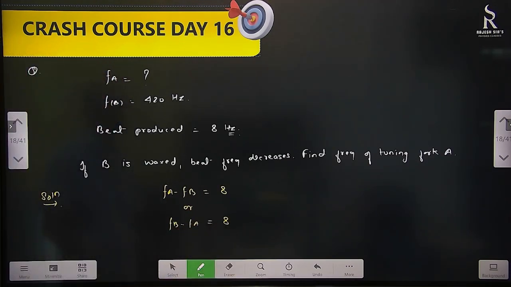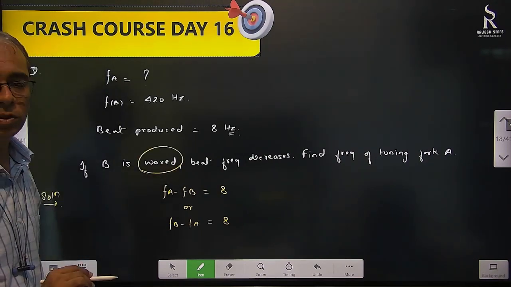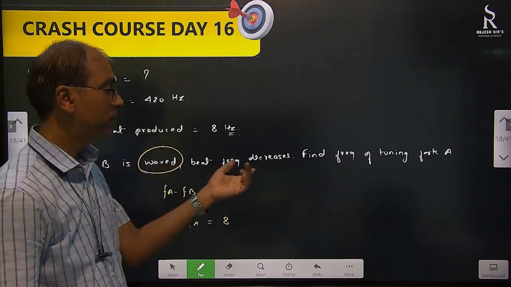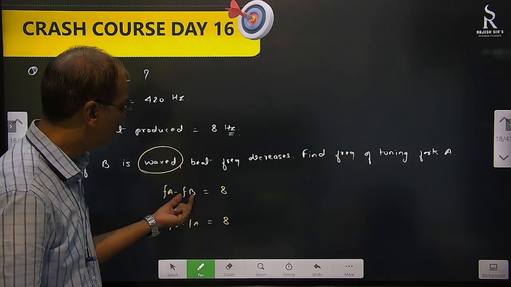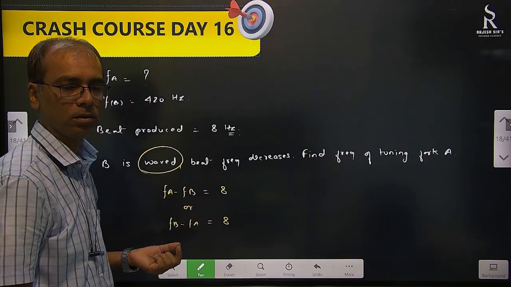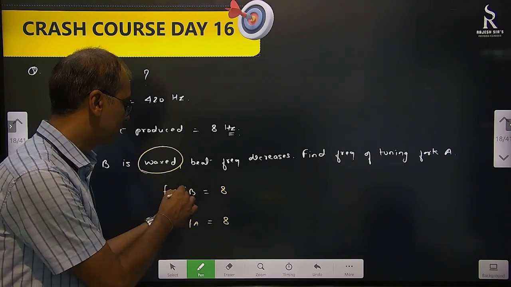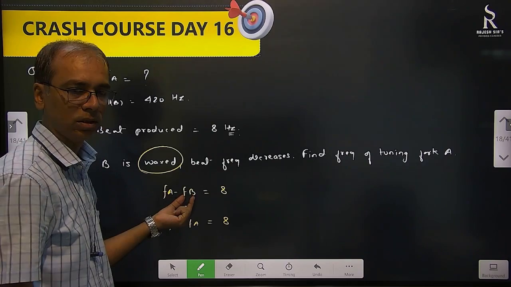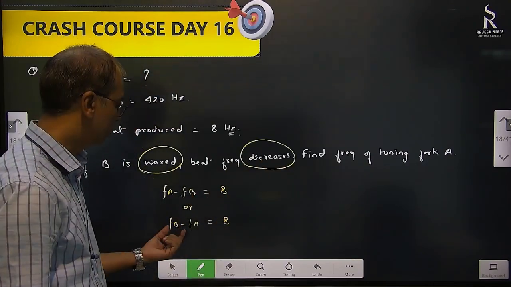Now we'll look at what the question is asking. It says B is waxed. B is waxed means you are decreasing the frequency of B. Then the beat frequency should also decrease. If I decrease B's frequency, will FA minus FB increase or decrease? If I decrease the value of FB, FA minus FB will increase only. It will not decrease. But the question wants a decrease. Then which one? Let's see.